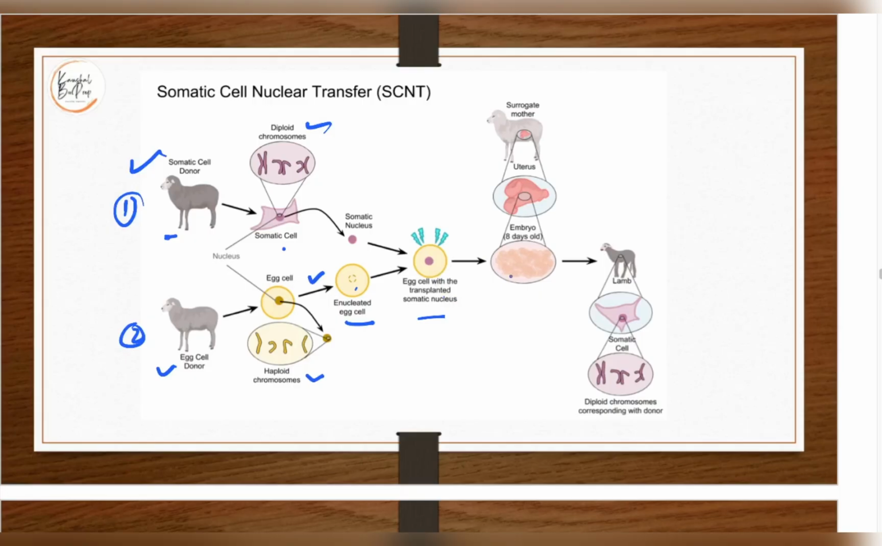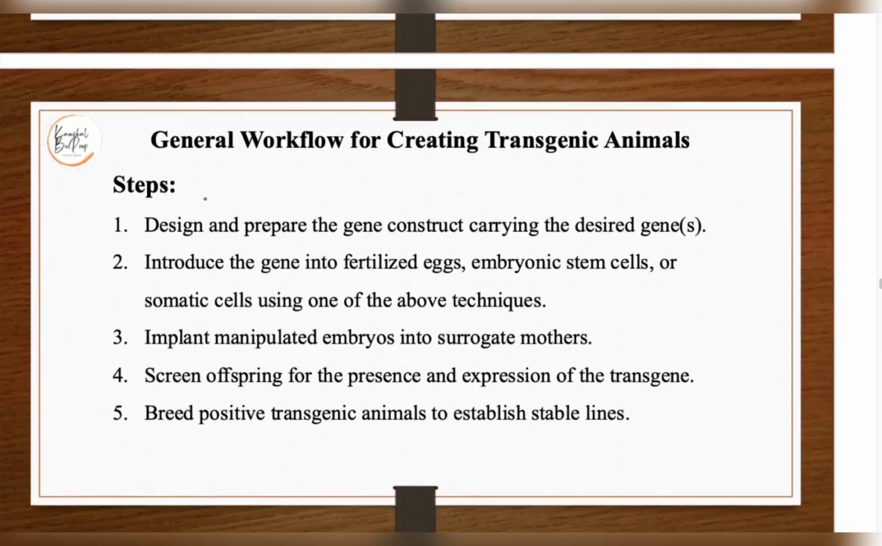Again, this is in the dish. You stimulate this cell to multiply. Now the 8-day-old embryo is taken and implanted into another sheep, the surrogate mother. The surrogate mother gives birth to a lamb, and this lamb has the exact genetic combination of the donor. That's why this lamb is a clone of the donor. That is how somatic cell nuclear transfer is conducted.